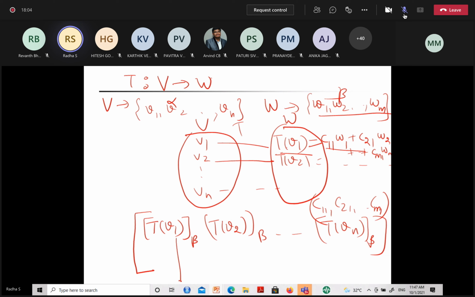And in each column, how many elements are there? Can you see this? C11, C21, etc., Cm1. So in each column, how many elements are there? M elements. So what type of matrix is this? Now I have formed a matrix. N columns I am making, and in each column M row elements are there. So what is the size of the matrix? M cross N matrix. That is called the matrix of the linear transformation.